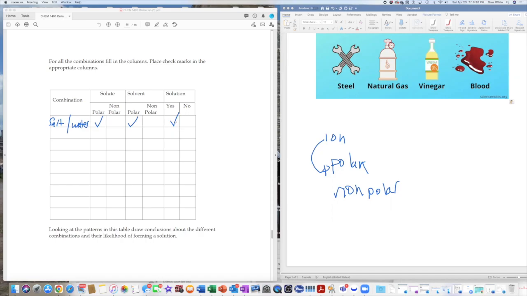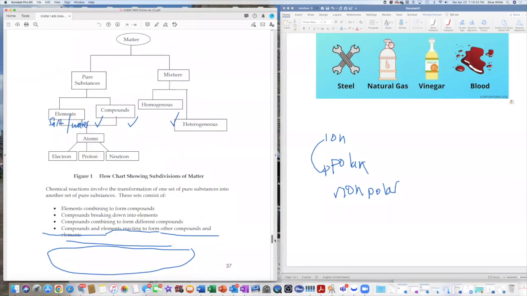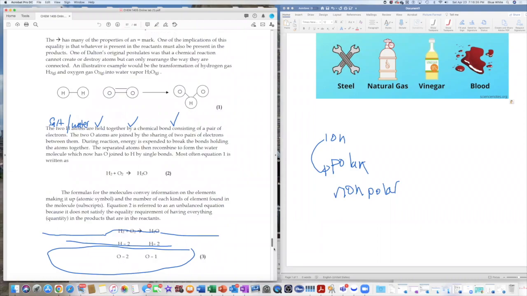Okay, if it's a solution, check it over here. And then when you're done filling the whole table, look at the patterns in the table and draw a conclusion about the different combinations. So you don't want to write every solution. What's the general observation? Because you only have this small spot here to fill. What can you say in general about the chemicals that form a solution?